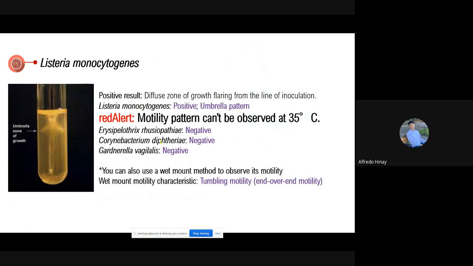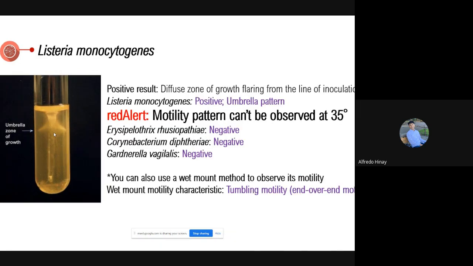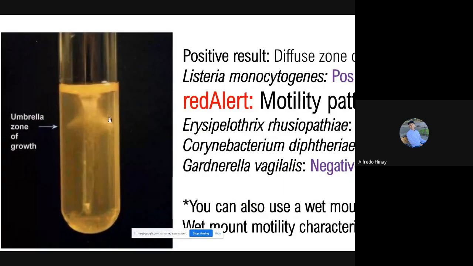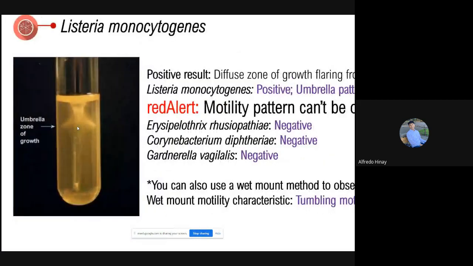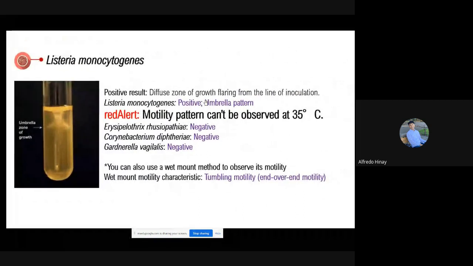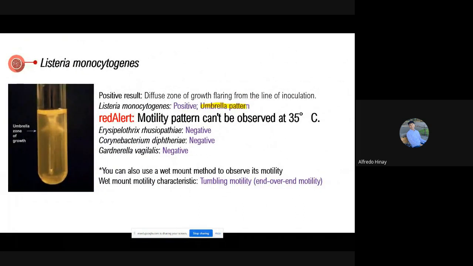Next, you have your SIM motility again. With your SIM naman class, the motility reaction is umbrella zone of growth. Kita nyo to, okay? So, ang ganda ng picture, diba? So, this is your Listeria monocytogenes. Okay, so umbrella pattern naman class ang meron tayo. Okay, highlight natin umbrella pattern sa class. Okay, red alert tayo dito class that the motility pattern can only be observed at 35 degrees Celsius. Okay, so hindi pwedeng 37 kasi masyadong mataas class.